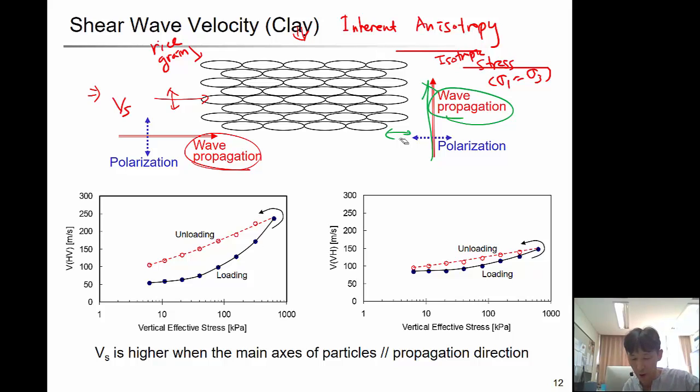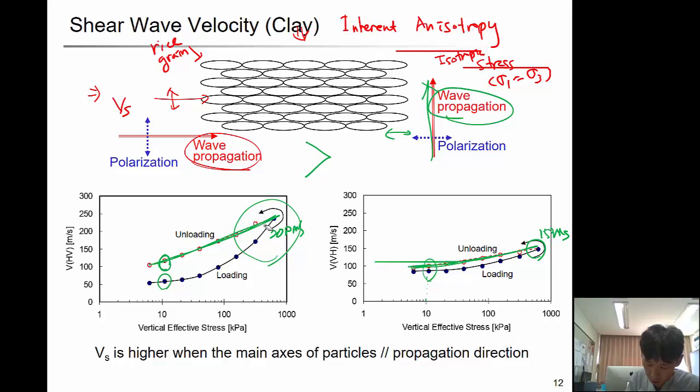And when you compare the wave velocity, which one will be faster? The result shows that this one is faster. You can see that it can go up to 200 meters per second, right? And this one is only like 150 meters per second. It's a little bit tricky, and here it's a little bit less, but when you look at the unloading part, it's almost the same in the low stress regime, but in the high stress regime, this one is bigger. And then we can say that the Vs is higher when the main axis of the particle is parallel to the propagation direction. So as the wave propagates in this direction, it's faster than going in this direction.